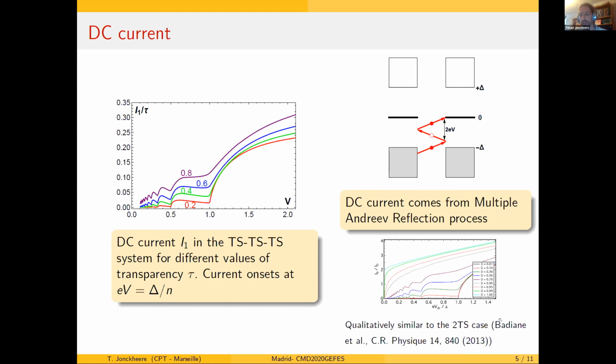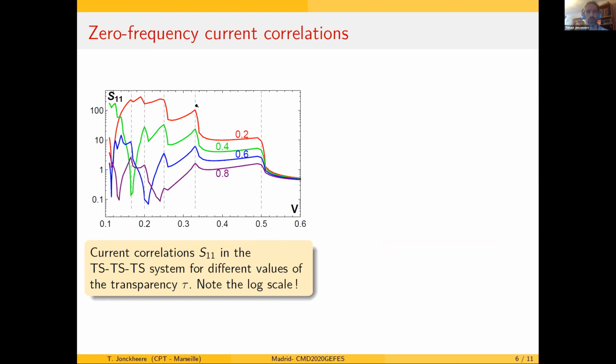So this means that the current is not really the good quantity to look at if you want to have unique properties for the three terminal system, which is why we looked at the noise, so the current correlation. And this is the result for the autocorrelation, so the correlation of the current I've shown before, S11 as a function of voltage. And here I've focused on smaller voltage compared to the gap, and also for different transparency, again from 0.2 to 0.8.